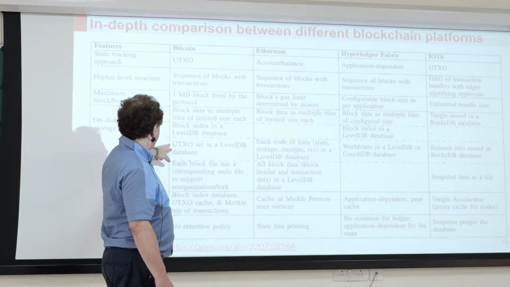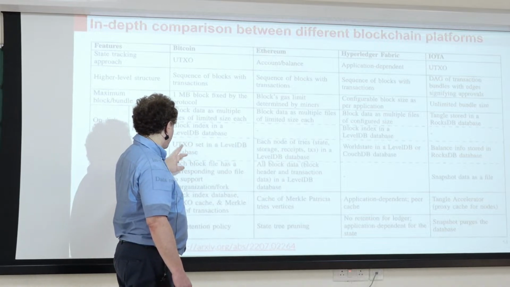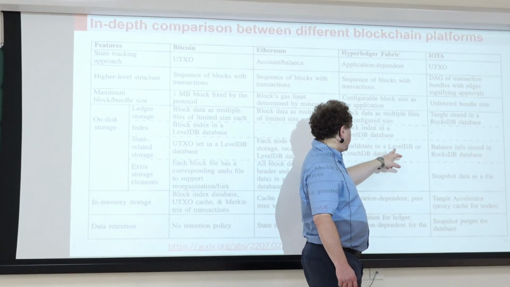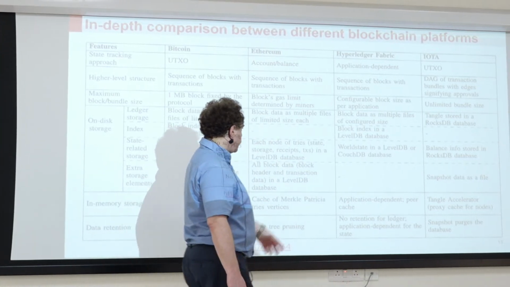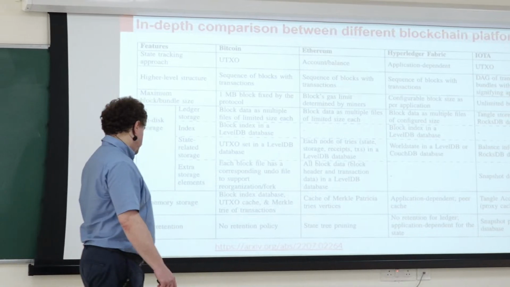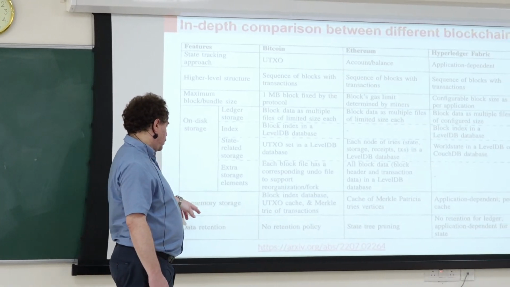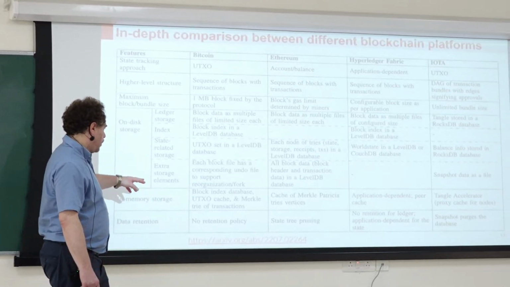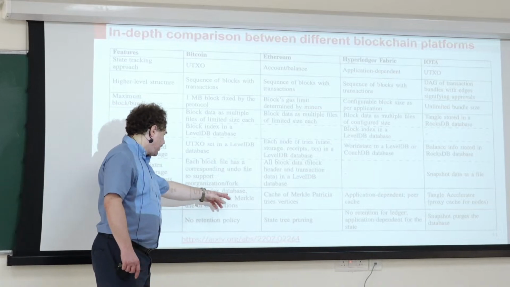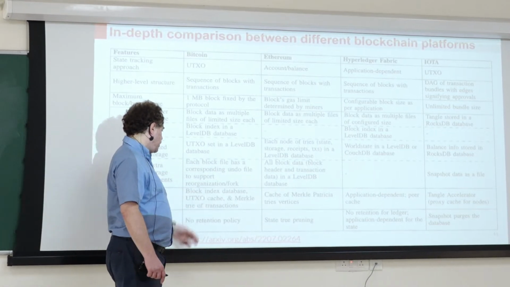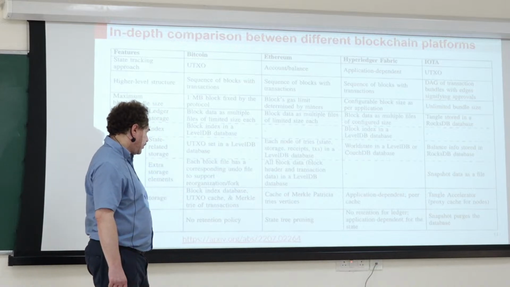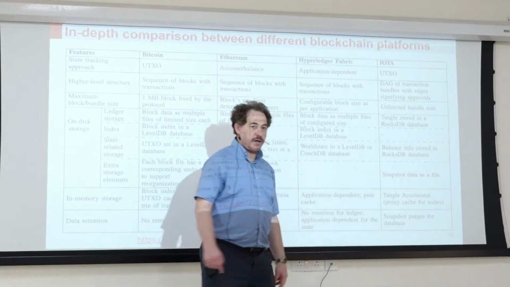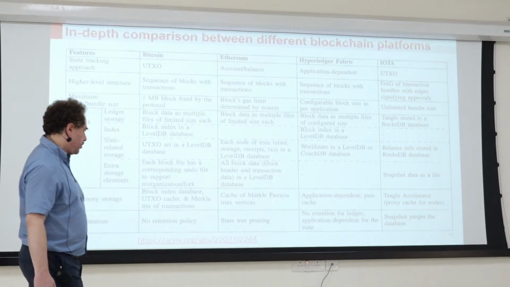And state-related storage: in Bitcoin, the UTXO set is stored in a LevelDB database. In Ethereum, there is very elaborate storage. And in Fabric, all state is in LevelDB or CouchDB. And then additionally, there is a block index in LevelDB. In memory storage, it's also quite educational how they manage it. In Bitcoin, the block index database is in memory, the UTXO cache is in memory, and could also be the Merkle tree of transactions. In Hyperledger Fabric, there is interest in management of peer cache, but otherwise, again, there are different mechanisms and it's application dependent.